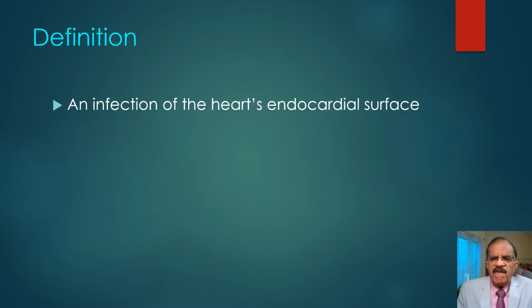Definition is always very hard, to define anything, because in the real world the disease does not have any clear boundaries, whereas a definition requires that we define anything very explicitly. So the best definition I could come up with was this: an infection of the heart's endocardial surface. This would include the endocardium, the heart itself, the valvular structure, the chordae, the papillary muscle, and the great vessels also.